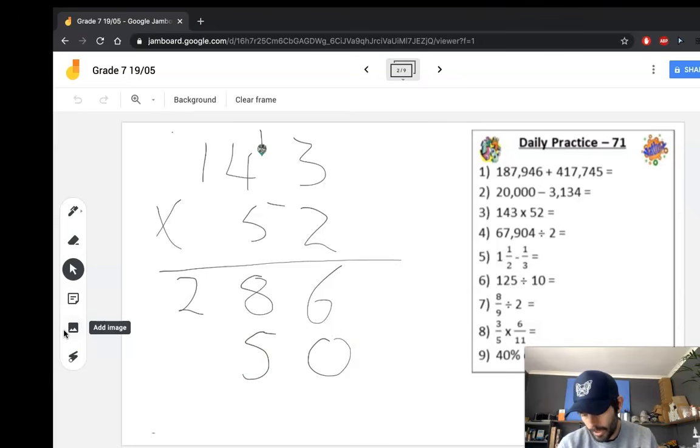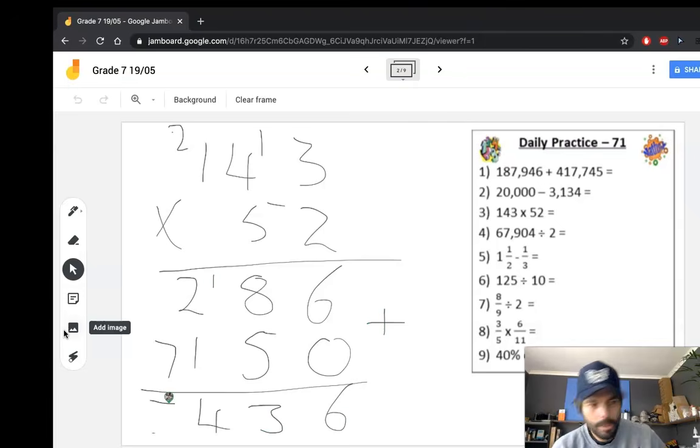5 times 4 is 20, plus the 1 is 21. I must carry the 2, and then 5 times 1 plus the 2 I carried is going to be equal to 7. And then when I add these numbers, I get 6, 13, carry the 1, 7,436. Okay, so that's just one method of doing it.